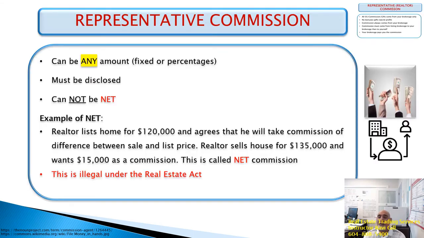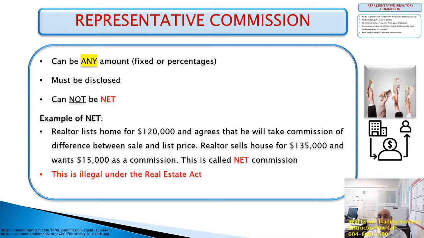Okay, now, for your exam, a different type of commission that you're not allowed, and that is called net. Net is where you take a listing for, let's say, $120,000, example of a net, and you agree, and the seller agrees with you, that whatever extra amount that you sell this house for is going to be the commission. That is illegal under the Real Estate Act.